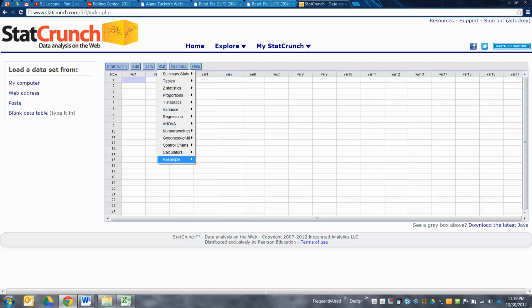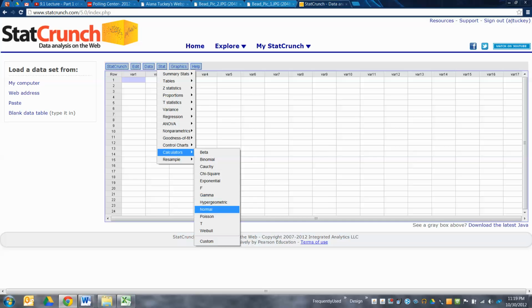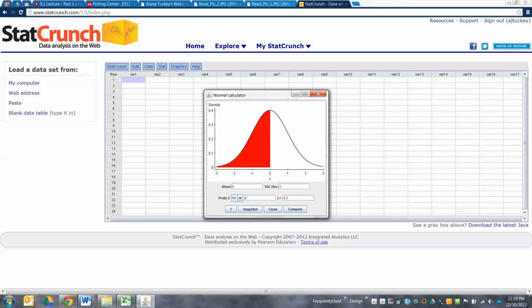Go to Stat, go to Calculators, go to Normal. Okay, so we're on the standard normal curve, so 0 and 1's fine. And I want the area in the right tail to be 0.05. Okay, so because the middle's 90%, you've got 5% on this tail, 5% on the other tail, and there's a middle in there that's 90%.